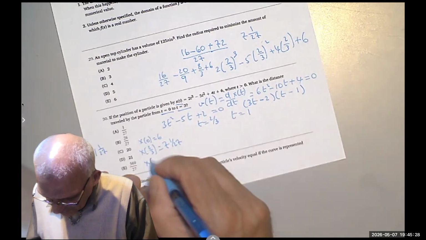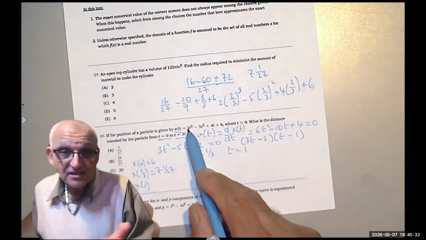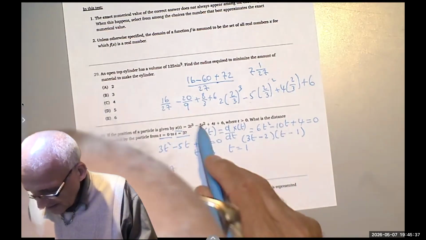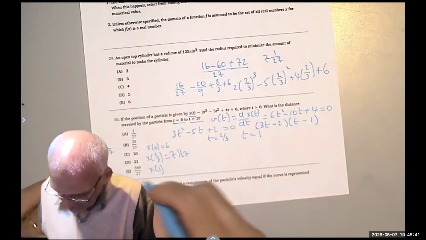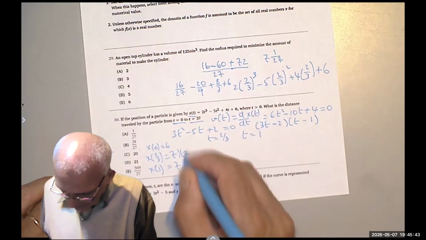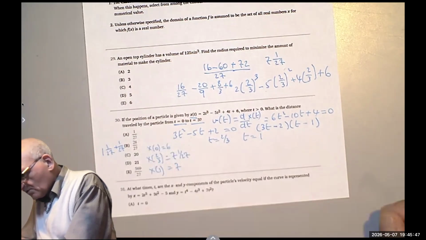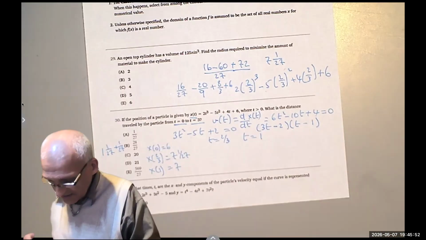Then you get x of 1. x of 1 is so easy: you get 2 minus 5, which is negative 3, plus 4 is 1, plus 6 is 7. So I add 1 over 27 again, because it went to 7 and 1 over 27, and then back to 7. So the distance here is 1 over 27.